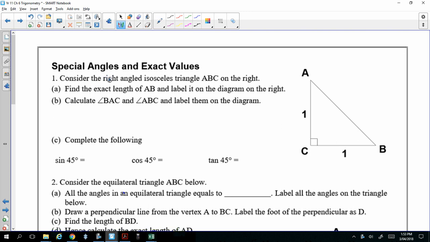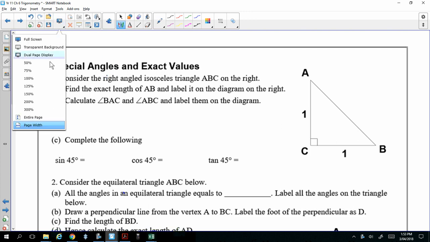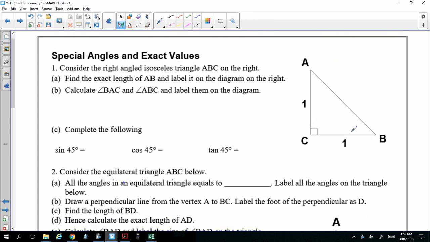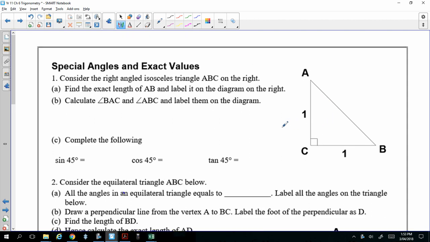Say exact values. So you learned some of this in year 10, so we're going to revise this today. Have a look at the triangle on your right. You will see it's an isosceles triangle because it has two sides equal. We're going to find the exact length of AB using Pythagoras and label it on the diagram. To find AB, you go AB equals the square root of 1 squared plus 1 squared, using Pythagoras. That will be root 2. So the hypotenuse is root 2. So write that down.